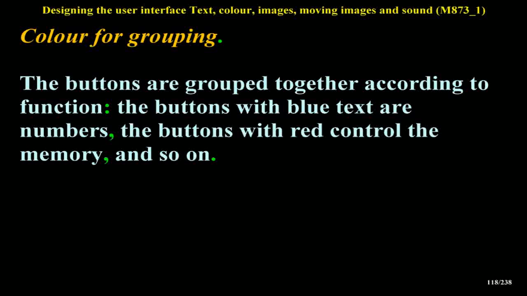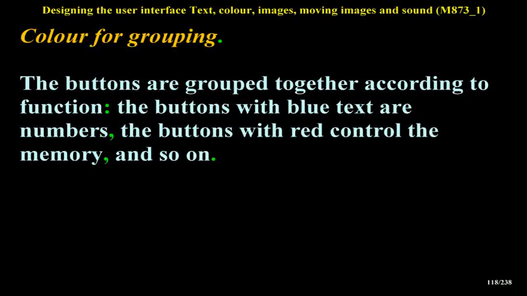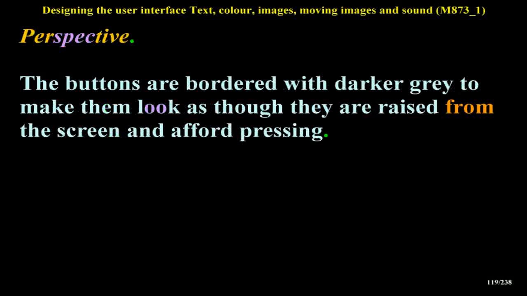Color for grouping. The buttons are grouped together according to function. The buttons with blue text are numbers, the buttons with red control the memory, and so on. Perspective.